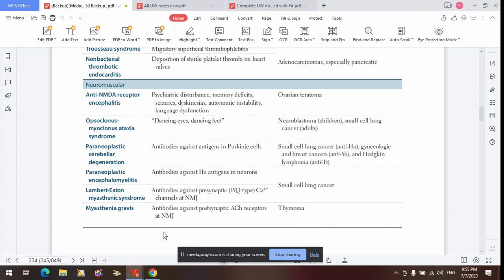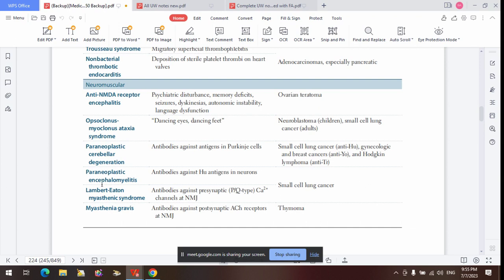So myasthenia gravis is typically associated with a thymoma, just like someone that has Good syndrome, just like someone that has a pure red cell aplasia. Whereas Lambert-Eaton is one of those things associated with small cell carcinoma, just like someone that has a paraneoplastic encephalomyelitis.